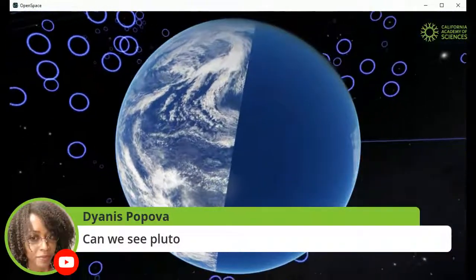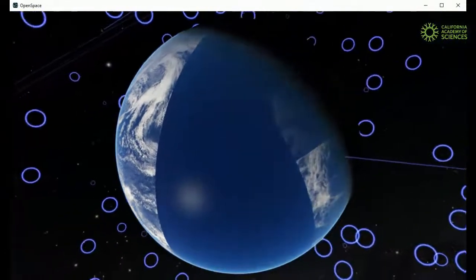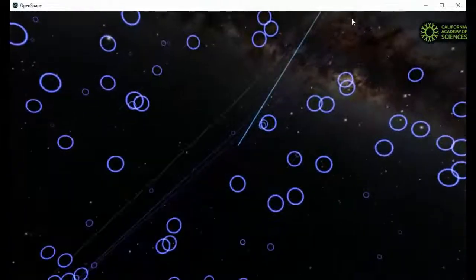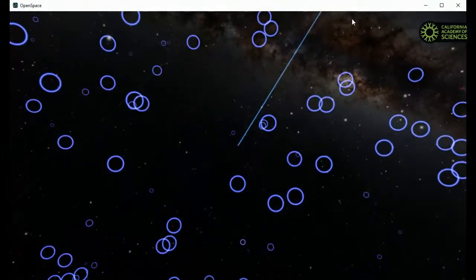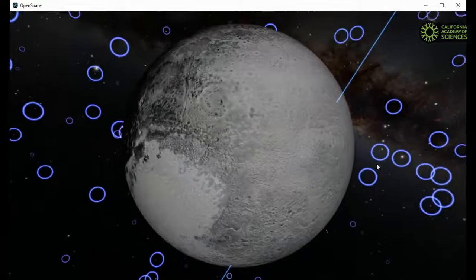Sounds like folks want to see Pluto. Dianis, we can definitely make that happen. Let's go check out Pluto. So on our trip to Pluto, we could take the New Horizons route. At New Horizons speed, it's going to take about 10 years to get there, but I think that would make me run over my 5 o'clock cutoff. So instead, we are taking the extra special express route, which sometimes means I crash into Pluto. But this time I didn't.